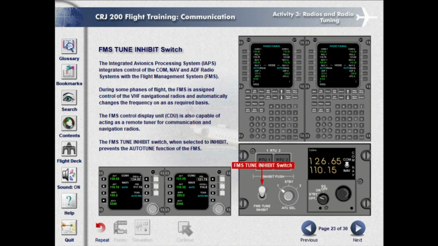FMS Tune Inhibit Switch. The Integrated Avionics Processing System, IAPS, integrates control of the COM, NAV, and ADF radio systems with the Flight Management System, or FMS. During some phases of flight, the FMS is assigned control of the VHF navigational radios and automatically changes the frequency on an as-required basis. The FMS Control Display Unit, or CDU, is also capable of acting as a remote tuner for communication and navigation radios. The FMS Tune Inhibit switch, when selected to inhibit, prevents the auto-tune function of the FMS.